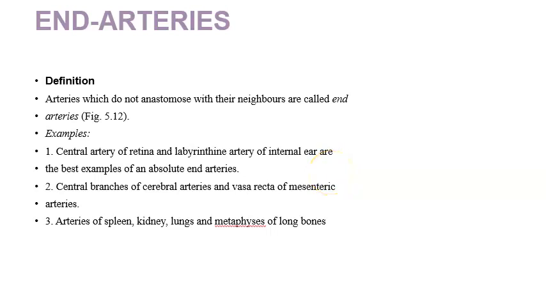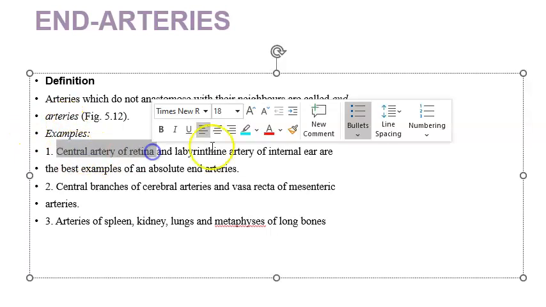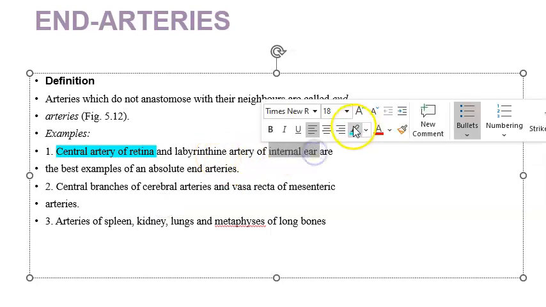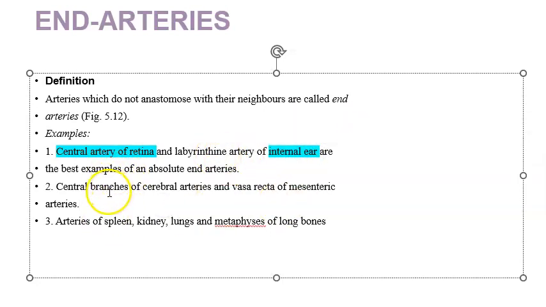Guys, there's one more point that you should know. An artery which does not anastomose with its neighbor is called an end artery. Okay. So for example you have in the eye, the retina. Then in the internal ear, and some others, but these are the best and absolute examples of end artery. Okay. So they don't anastomose. So if some blockage is there in them, then it will be a deadly type of thing. I mean, it will be bad. So central artery of retina and internal ear are excellent examples of absolute end arteries. Okay.